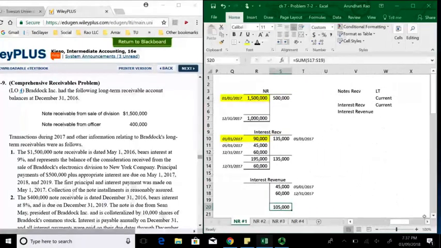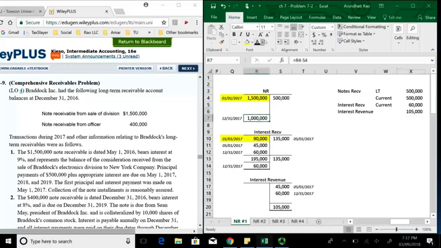Now, just for this one note receivable, the problem asked me the notes receivable, what's the total amount? I know it's $1 million at December 31st. How much of that is current and how much of that is long term? Anything due next year is current. So of the 1 million, I will get 500,000 next year. So that is going to be current. And the remaining $500,000 is long term. My total notes receivable is $1 million. Interest receivable, the number over here is $60,000. Interest revenue that goes into the income statement is $105,000.